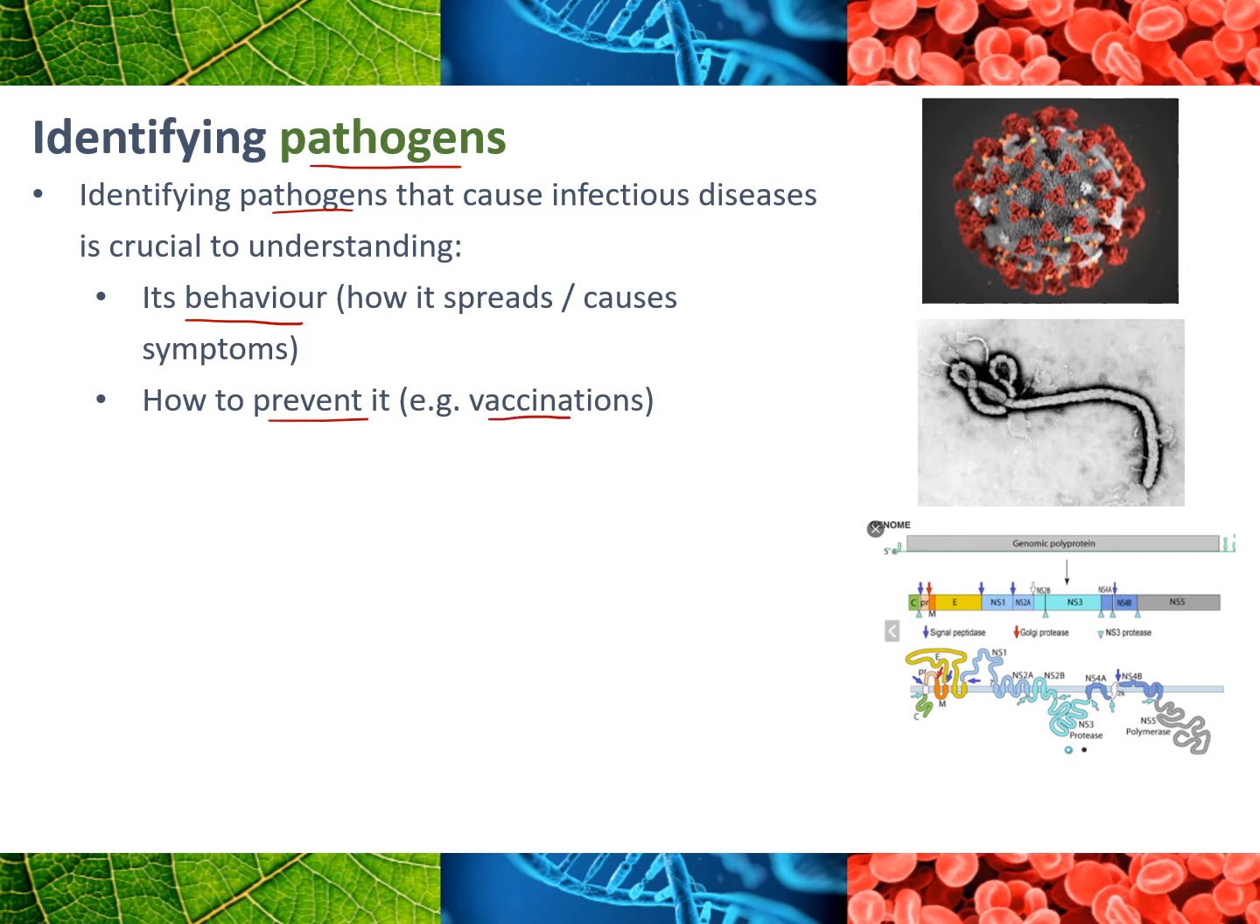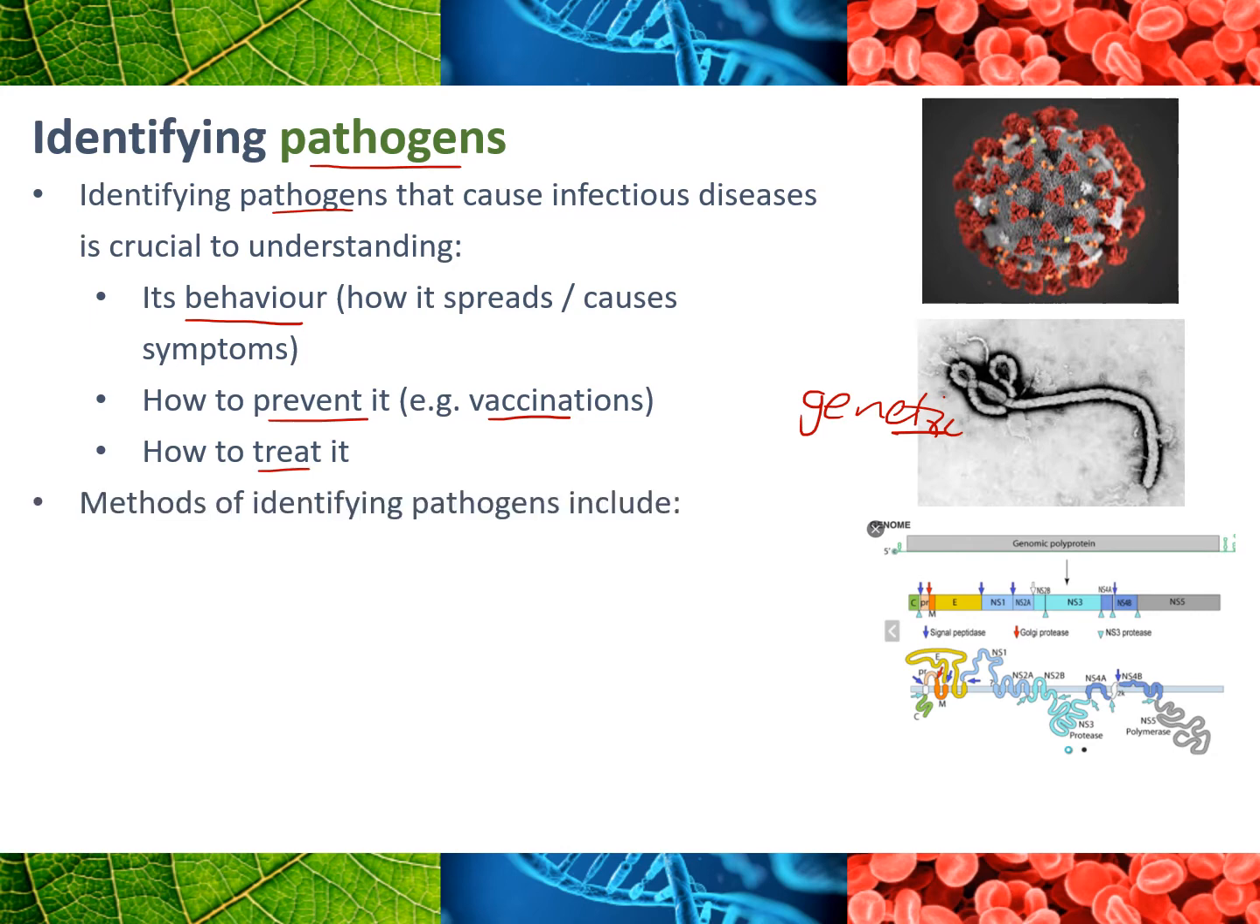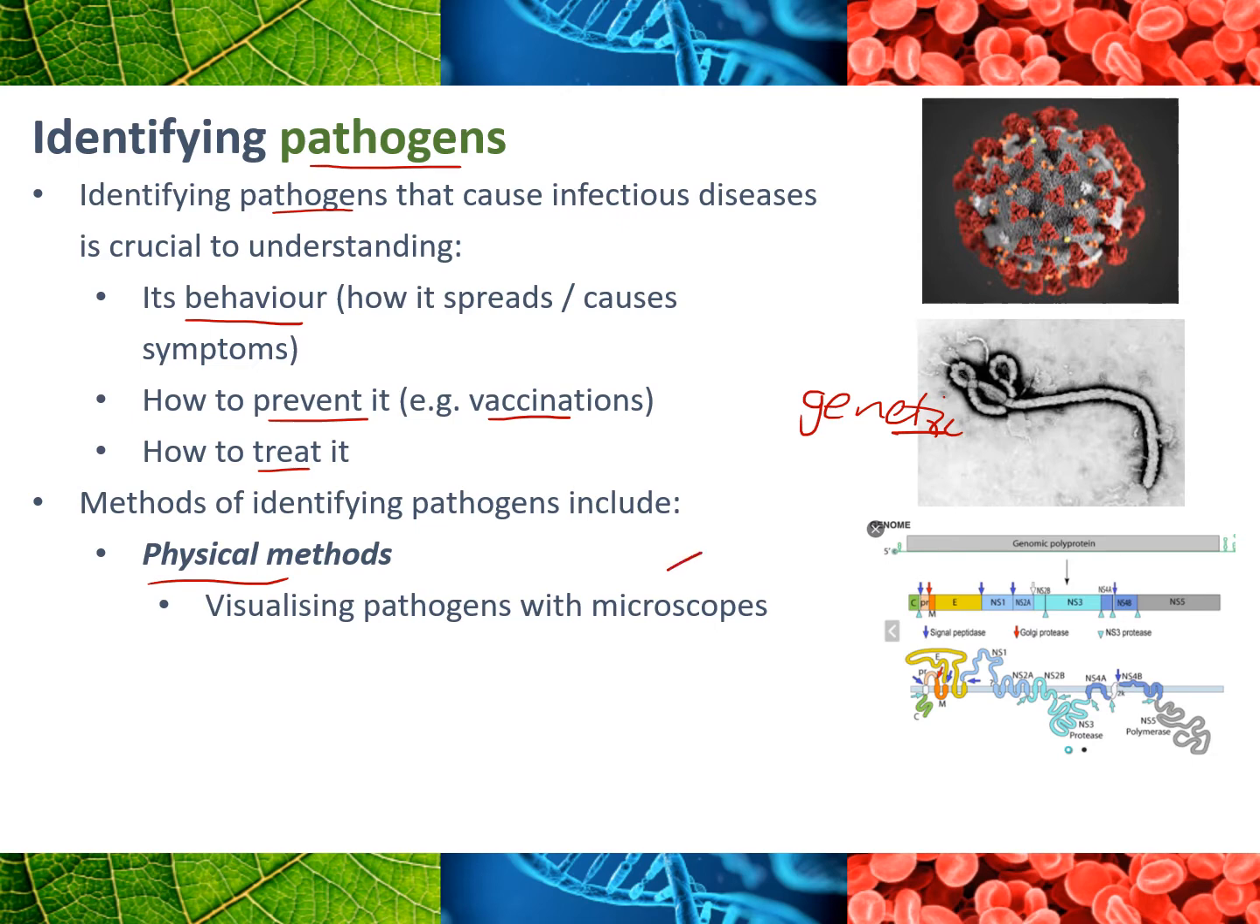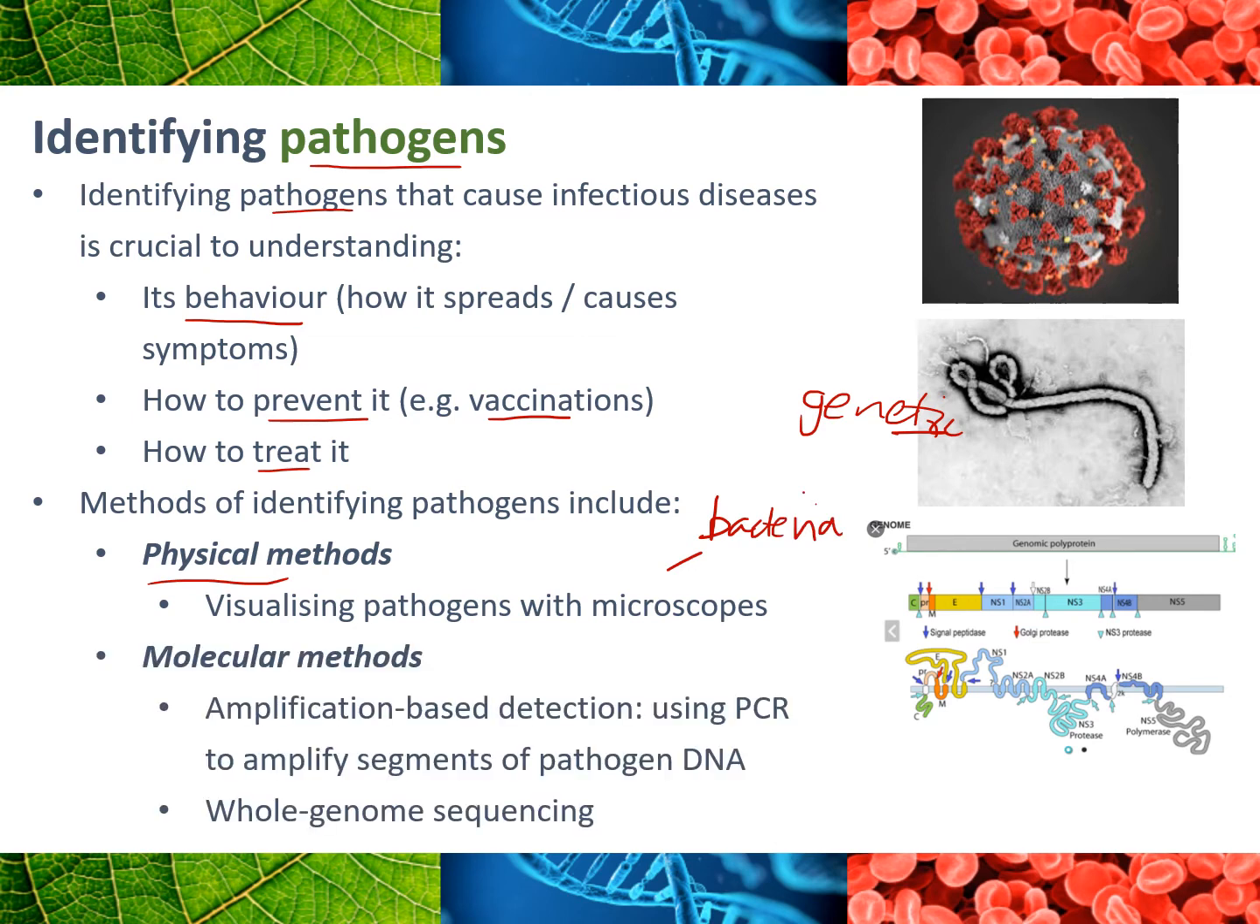Vaccinations are different for every different pathogen, so you need to have a really good understanding of the genetic components of a pathogen in order to create a vaccine for it. And then, of course, identifying the pathogen allows us to treat it. There's two main methods that are used to identify pathogens, and both of these would be used in modern science. The first is physical methods, which is just visualizing the pathogen with a microscope. It's worth noting that this is mainly used for bacteria, as viruses are very, very small and much harder to visualize well with microscopes.